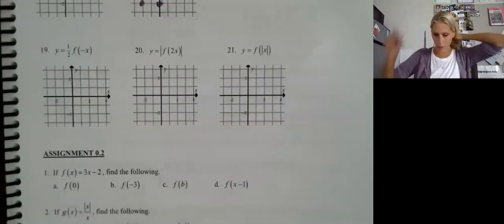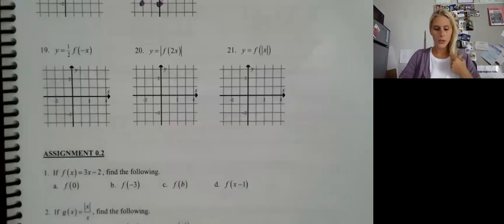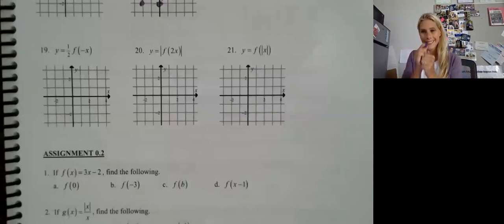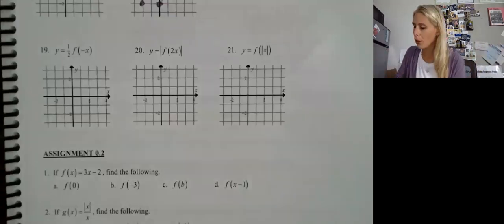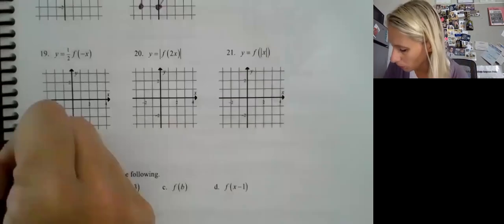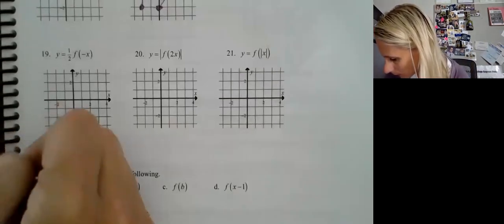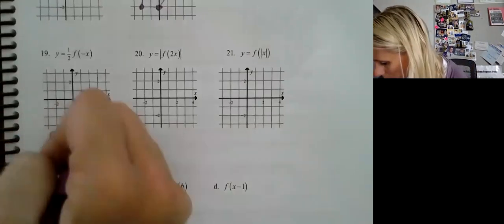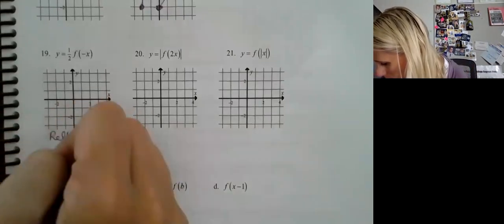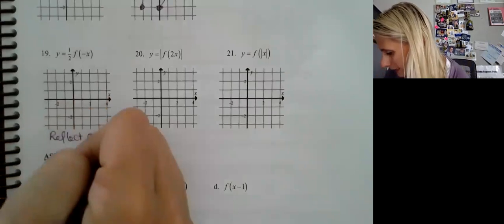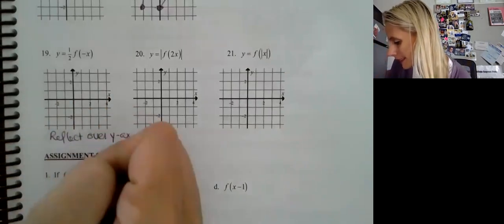All right, let's talk about what's happening here. When you do multiple transformations, the first thing to do is the inside, and then the outside, going left to right, like you read. So the first thing this tells me to do is reflect over the y-axis. It's the y-axis because this is negative x inside.